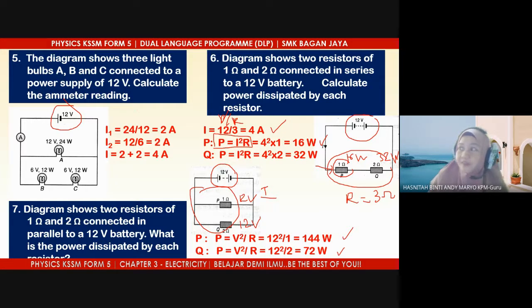Alright. For question 6, why do we find I? Because V is not given here. This one also we don't know the V. We only know the total: VP and VQ total is 12. But we have two unknowns, we don't have V, we don't have I. So that's why here they ask I first, then only you can find the power. For this one, you know the V for each is equal. They are all in parallel, so 12 volt, 12 volt. So that's why you can straight away apply this equation. That is the difference between question 6 and question 7.